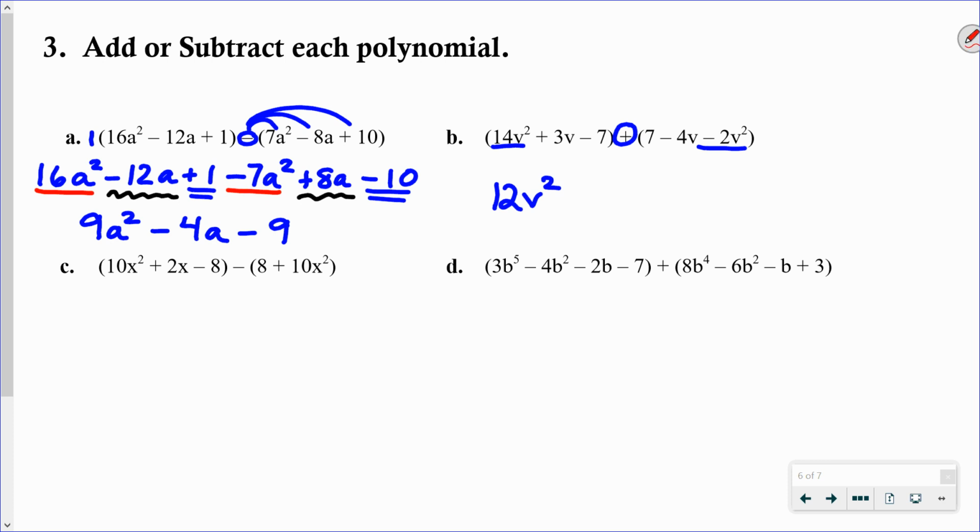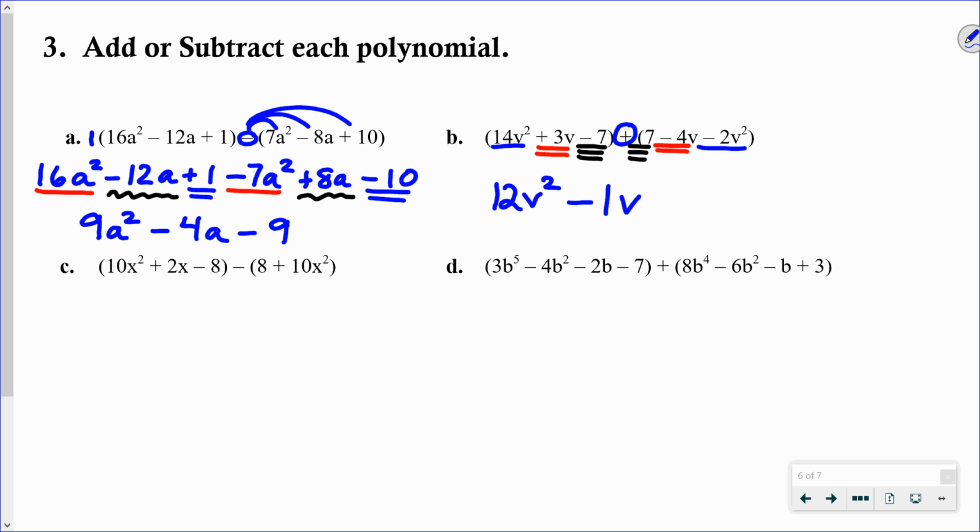Now let's look at the v to the first terms. So positive 3v, negative 4v. That's a negative 1v. And then lastly, we're going to look at the constant terms. Negative 7, positive 7. Uh-oh. Those are going to cancel out to 0. So you can either write plus 0 or you can just stop there.